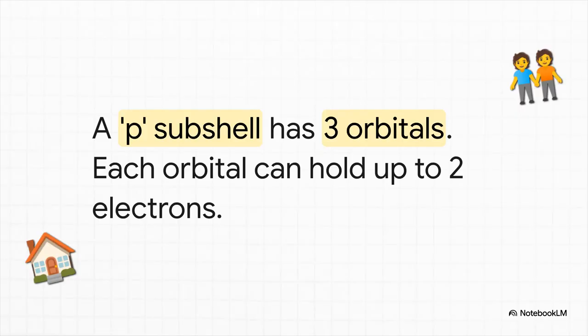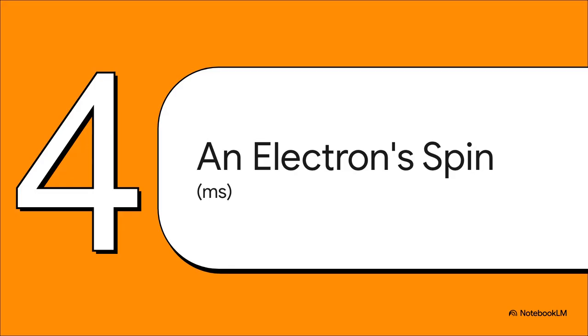What does that actually mean for the atom, though? It means that a p subshell isn't just one thing. It's actually a set of 3 distinct orbitals, each one with its own unique orientation in space. And each of those 3 rooms can hold up to 2 electrons. Street, house, room. We've got the complete location pinned down.